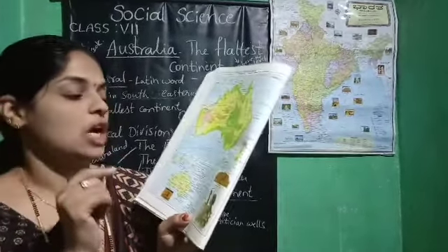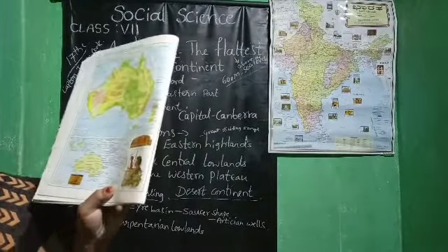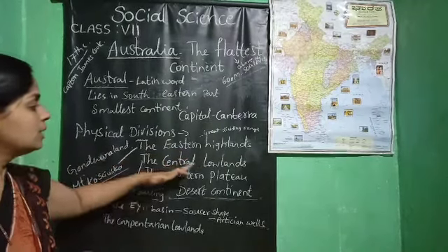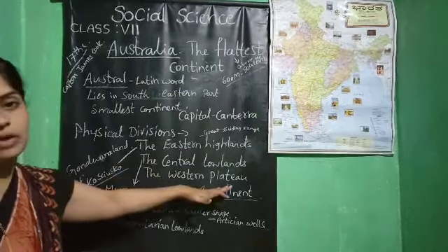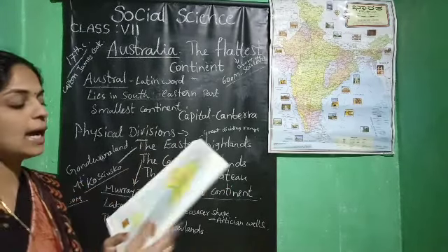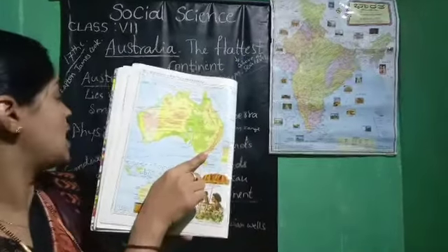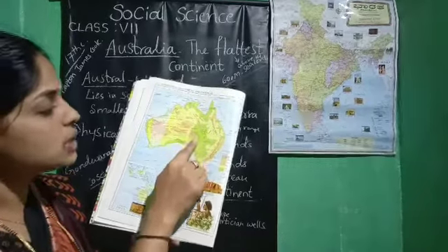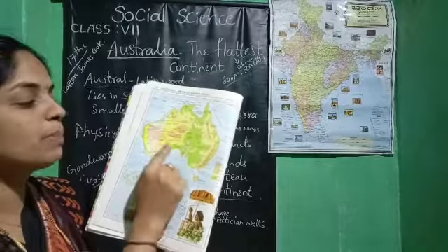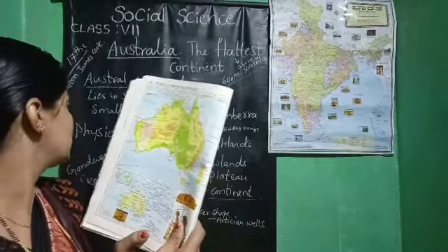What is that? Oceanica. Okay, there are physical divisions: the eastern highlands, the central lowlands, the western plateau. So what are the three types of divisions? Eastern highlands. Yes, can you see in this map? This is called the eastern highlands, this is called the central lowlands, and this is called the western plateau. What is that? The western plateau.